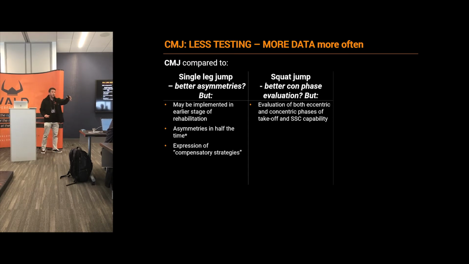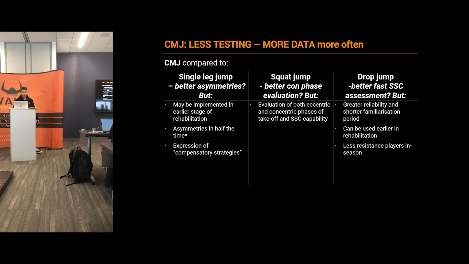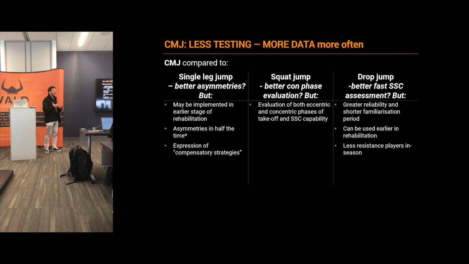And as I think Drew showed, if you want to get a concentric RFD, you're better off doing a squat jump because you'll get a clean RFD. You won't in a CMJ in many cases. But then you lose the eccentric, you lose the SSC capabilities. And the drop jump, well, it's faster.